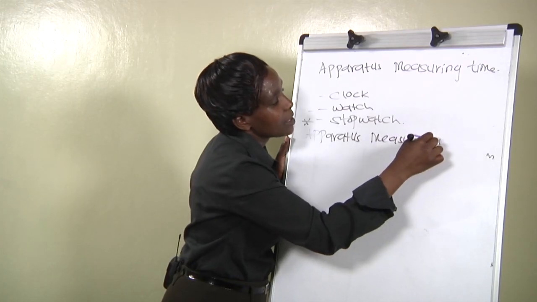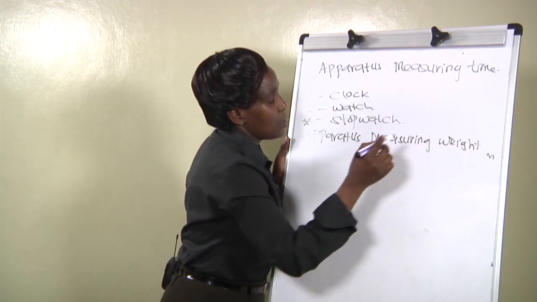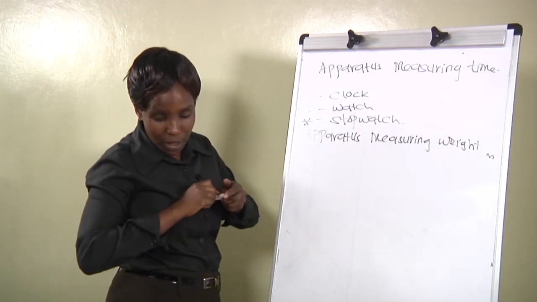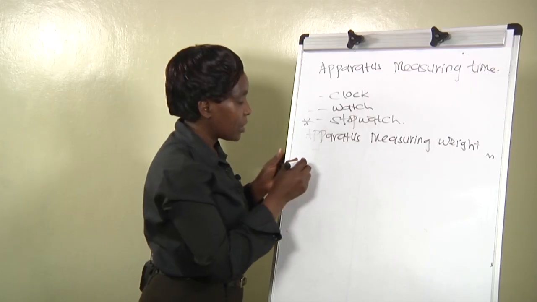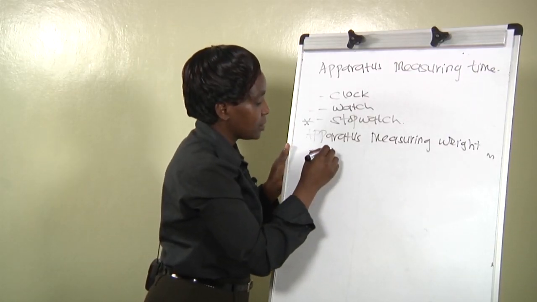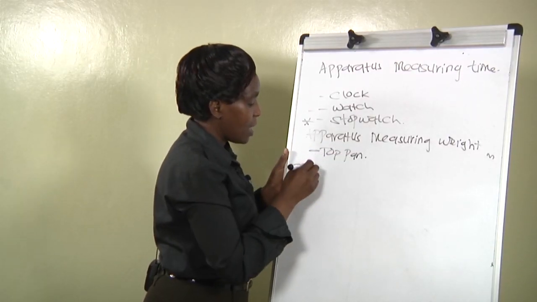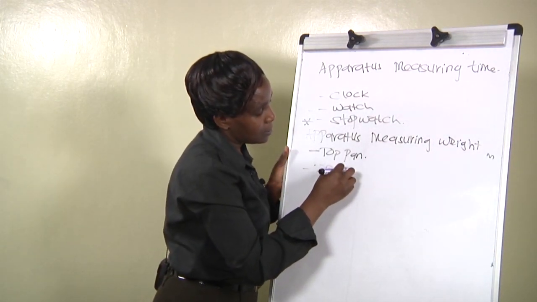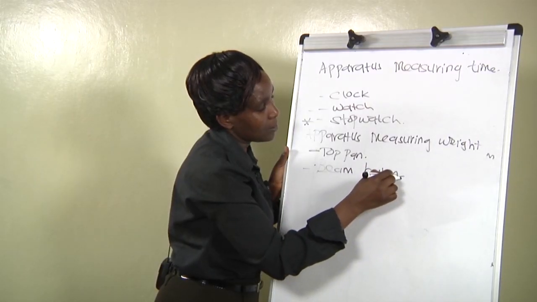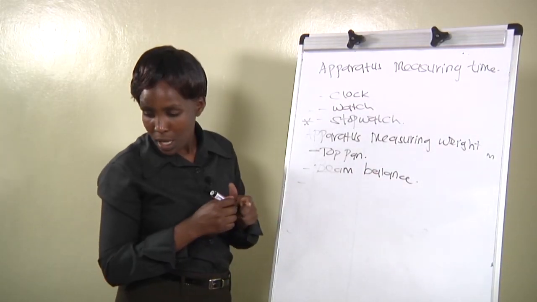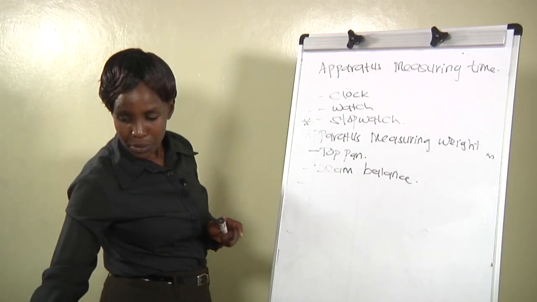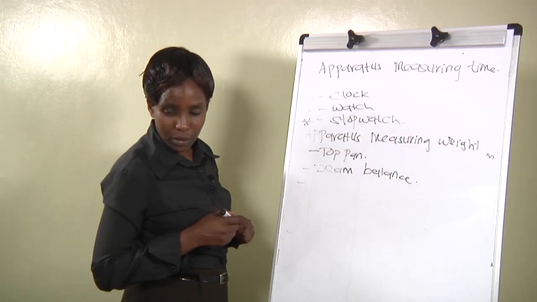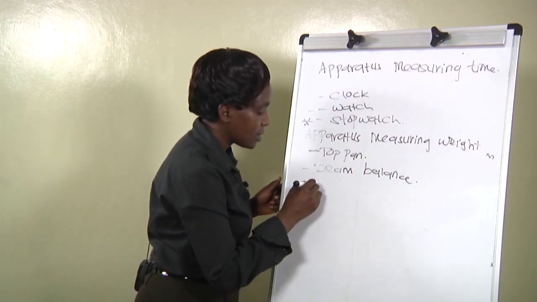Measuring weight. We normally have one electronic, or we have top pan. The other one is called beam balance. And we have the electrical apparatus, which we call the electrical balance.